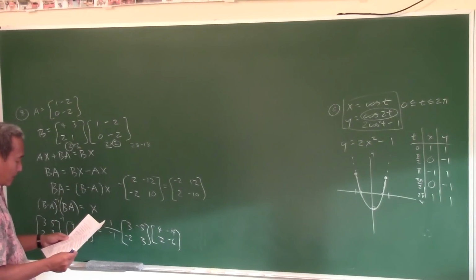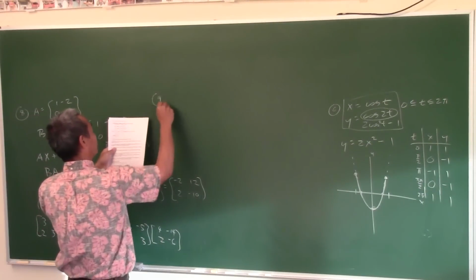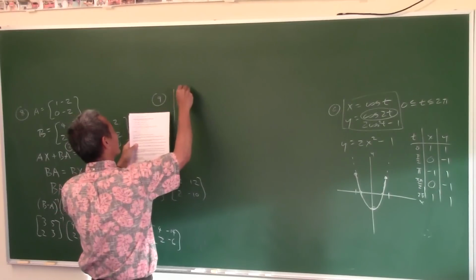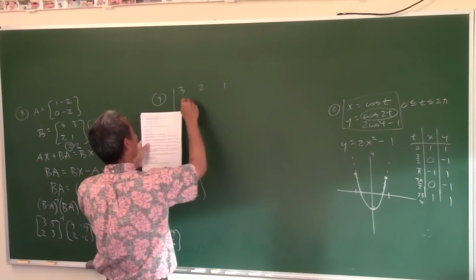Okay, what number are we on now? Number 9. Compute a 3 by 3. Yeah, so you won't be doing 4 by 4 determinants.